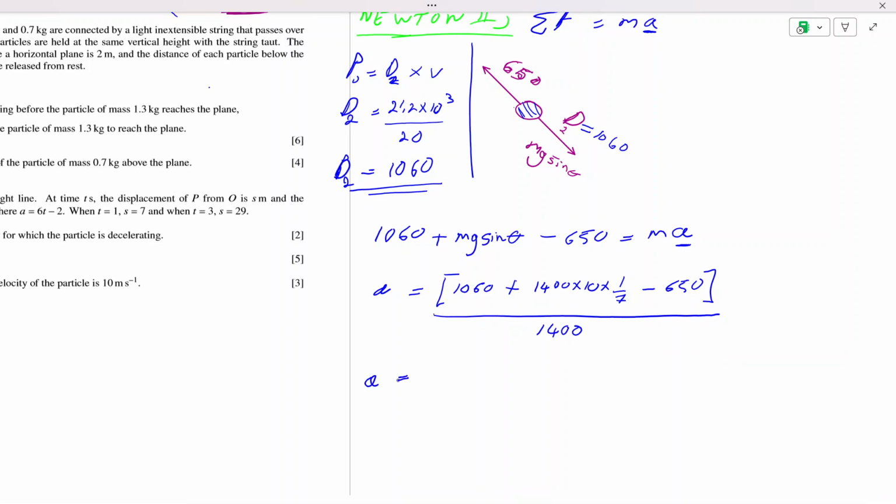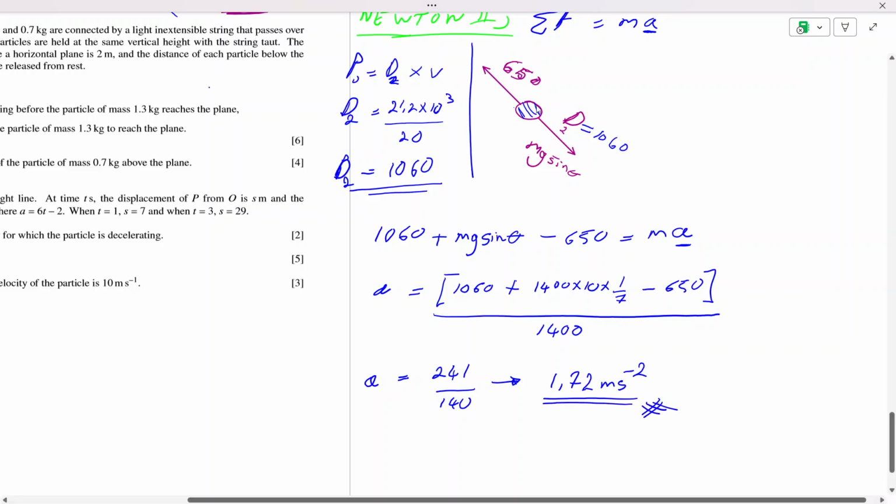And that will give us, as a fraction, 241 over 40. To three significant figures, that gives us 1.72 meters per second squared. Like that. And that's our acceleration. That's it for our part. That's it for question 5.